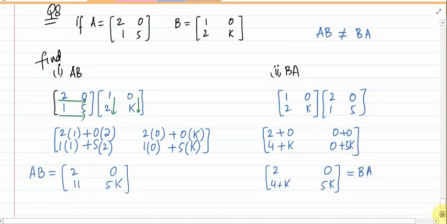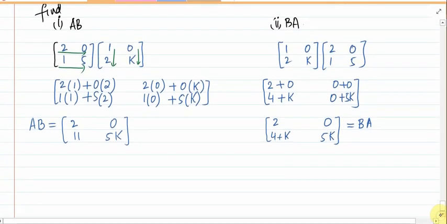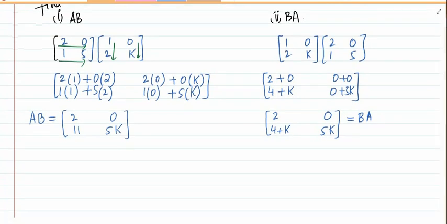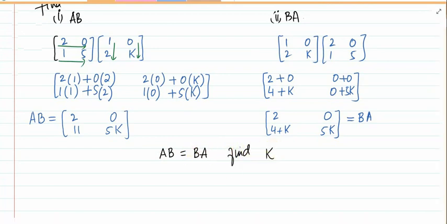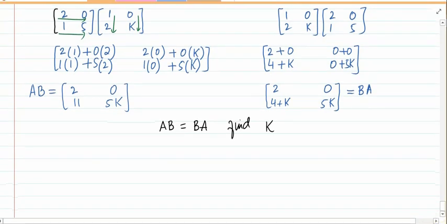The third part of the question says, find the value of K if AB is equal to BA. That is the third part. Now AB is [2 1; 1 0.5K] which is equal to BA, [2 0; 4 plus K 5K].